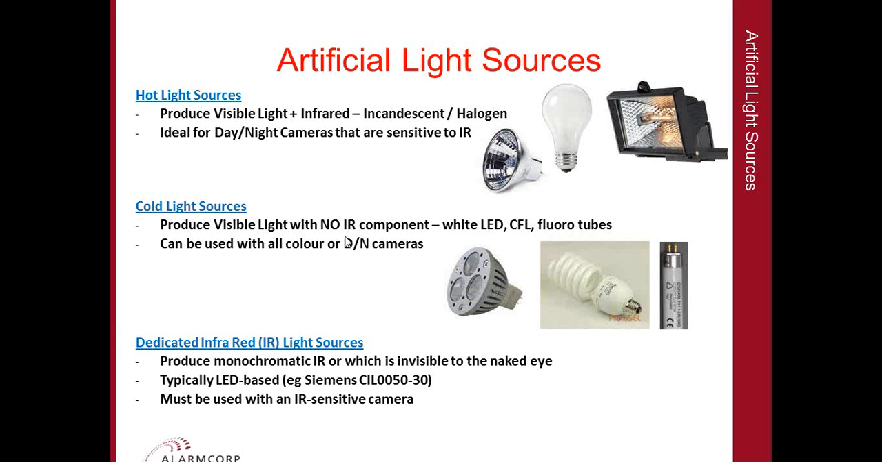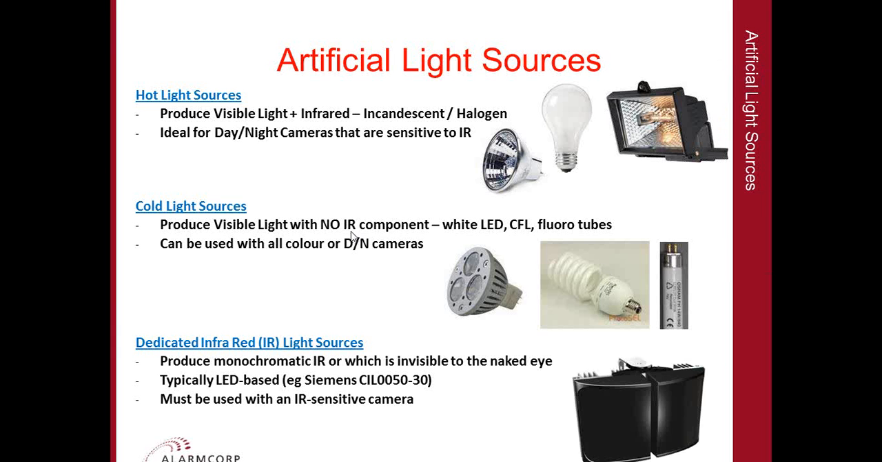And of course, we have dedicated infrared light sources. We produce monochromatic single wavelength infrared, which is invisible to the naked eye. An example of this is a Siemens CL 50-30, which is an adjustable angle infrared illuminator that goes up to 100 meters. Now, if you do decide to use infrared light sources, you have to use a camera that is sensitive to infrared.